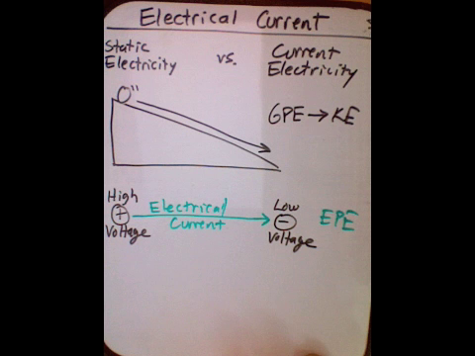So keep this analogy in mind between something falling down a hill and a current moving from high voltage to low voltage. An object is always going to roll from a high part to a low part on a hill, and electrical current is always going to flow from a high voltage toward a low voltage, from positive toward negative.